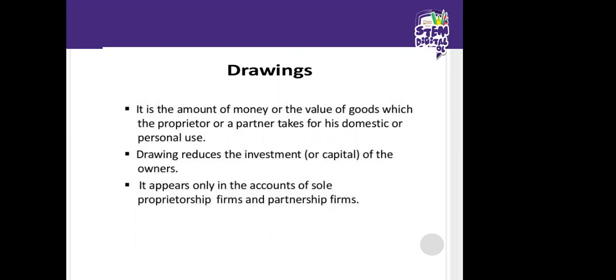Important there with that second bullet, that is saying drawings reduces the investment or the capital of the owners. Sorry, so actually it is decreasing the owner's equity of the business. Okay, again, Natalie's on it this morning with all the things, right? She's asking, does he have to give it back? Yes, definitely, he has to give it back.